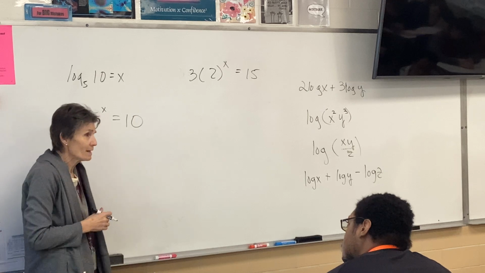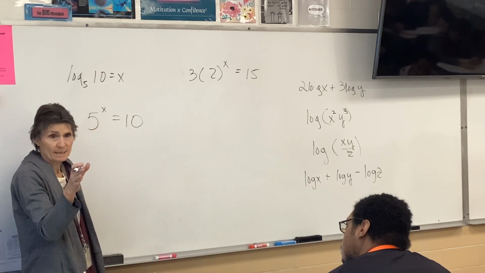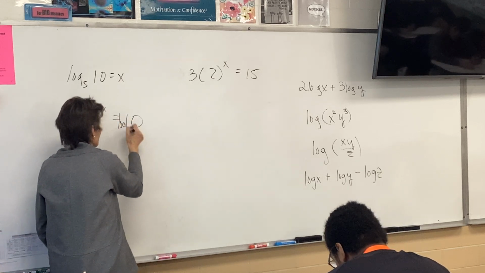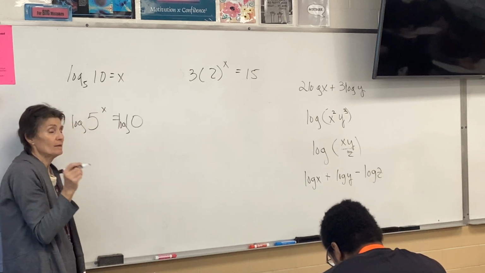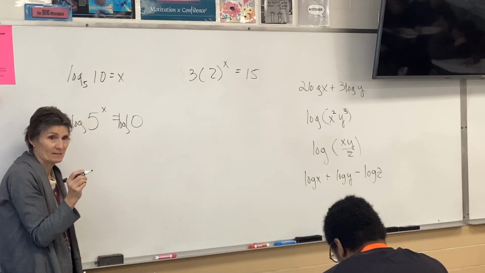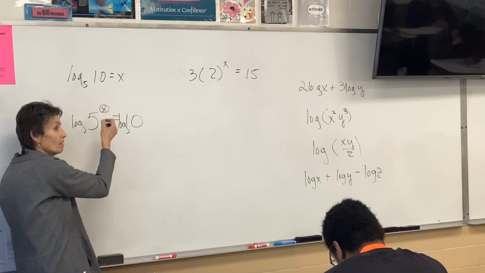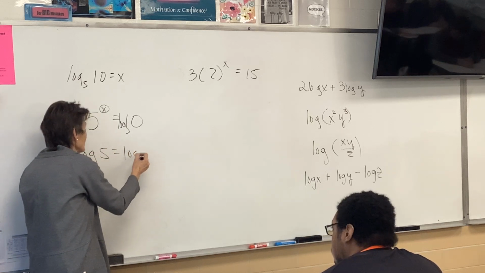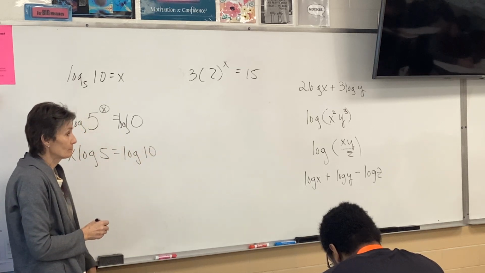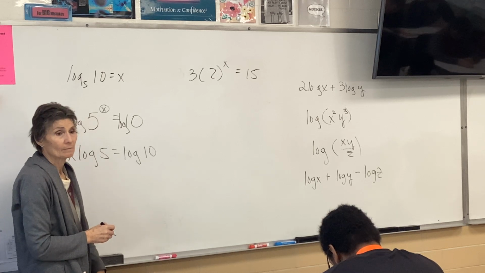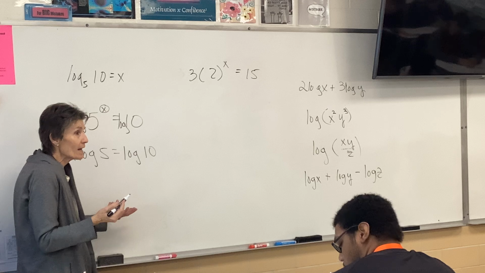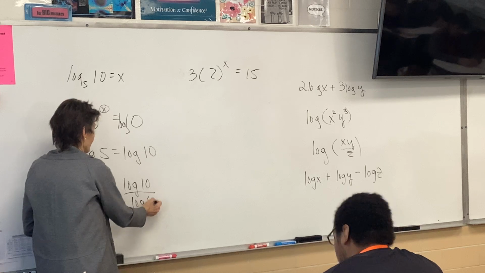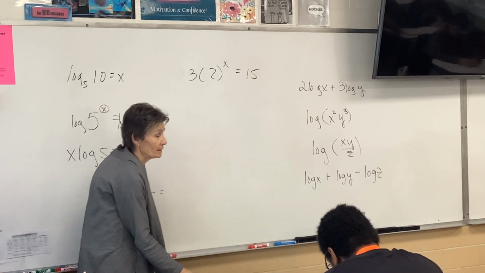Since we can't get a common base, we're gonna need to do log on both sides. We're gonna take the logarithm of both sides. I'm gonna say it again. Why is that absolutely magnificent? Because this guy comes down. Now it's x log 5 equals log 10. And why is that so cool? Well, now I can get x by just dividing. So x equals log 10 divided by log 5. And then I go to my calculator and I type it in.